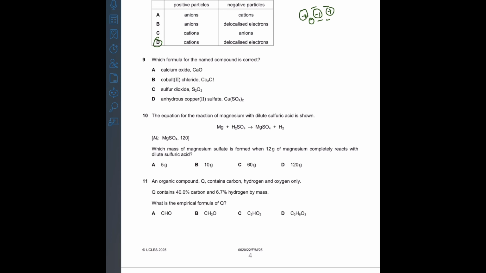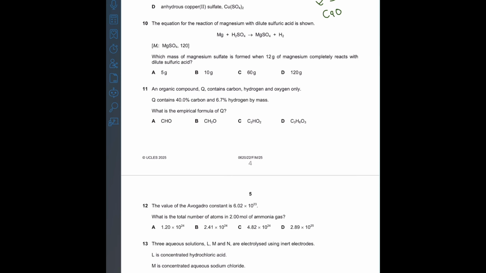Calcium can lose 2 electrons because it's a metal, and oxygen can gain 2 electrons. So if we do the cross method, we get their formula. So it's A. All other options are wrong.